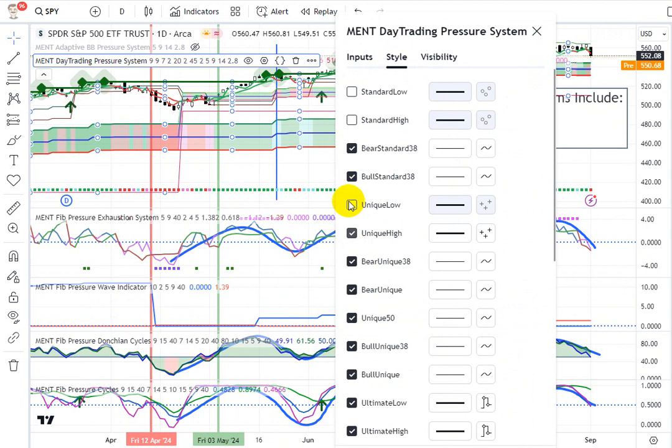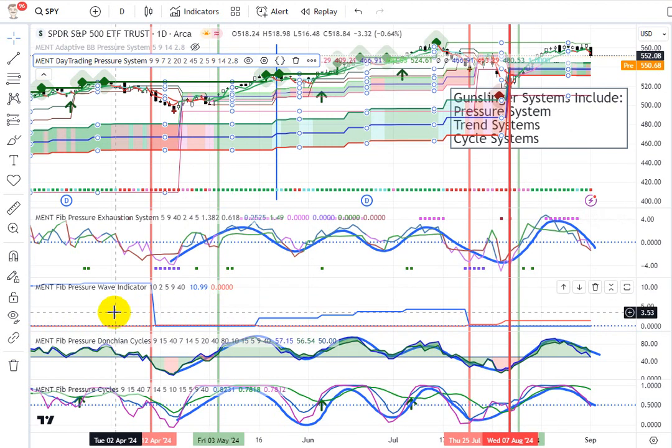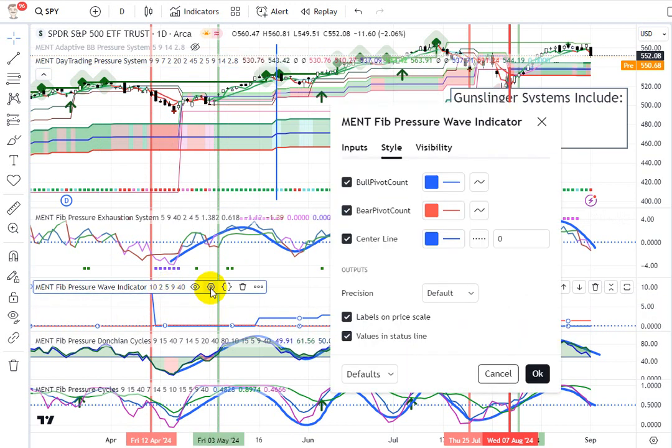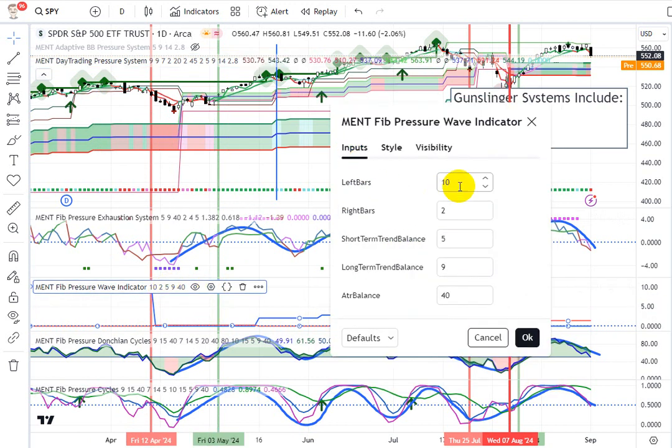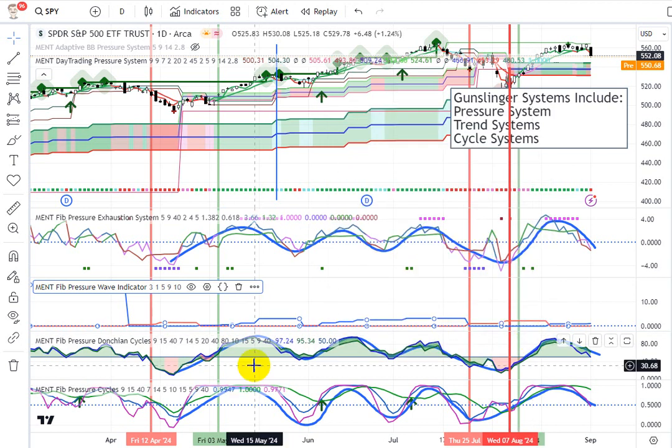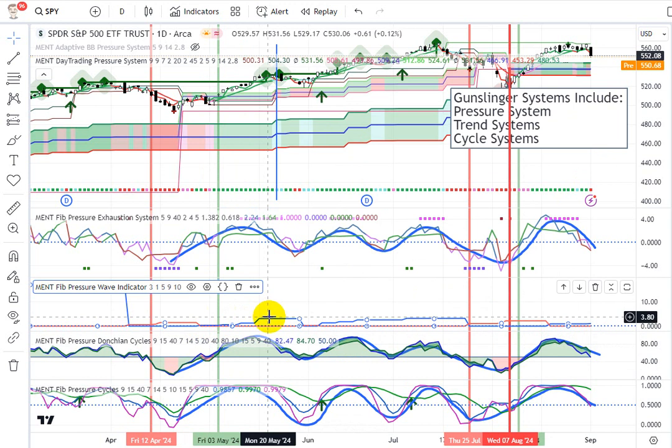These are the dots, so we want those. And you can come in here and configure this. So let's say I want this to be more reactive. What I do is I come in here and I change the inputs. So this is left side of pivot high or pivot low, right side of pivot high or pivot low. If I want it to be more reactive, I set it down to 3 and 1 and set the ATR balance down to 10. And I now end up with a very reactive pressure wave system.